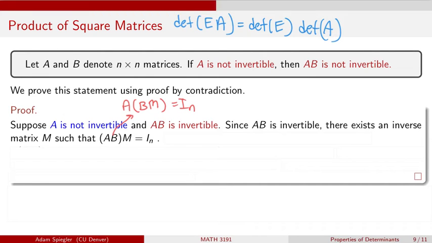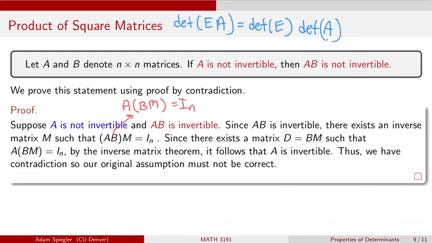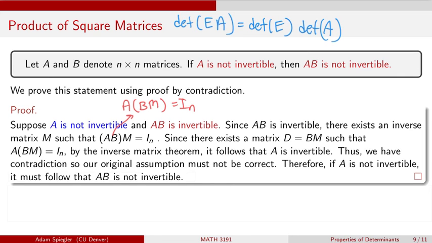This was one of the many conditions in the inverse matrix theorem. By this observation, namely that there's some matrix that I can multiply A by on the right to get the identity, then by the inverse matrix theorem, A must be invertible. But that's a contradiction since we assumed A is not invertible. So we have just contradicted our initial assumption, so that assumption must not be correct. Therefore, the opposite of our original statement is correct: if A is not invertible, then it must follow that AB is also not invertible.